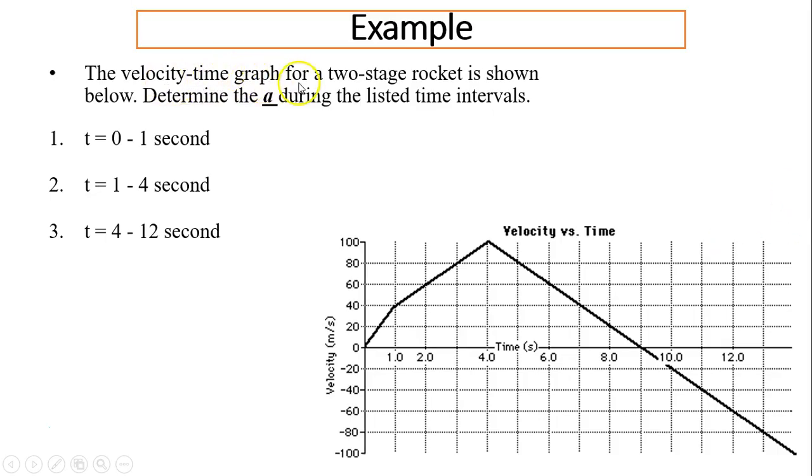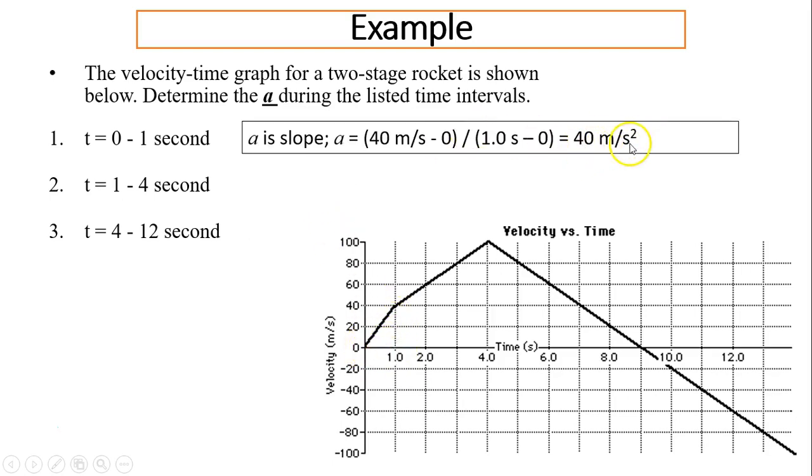Example: the velocity versus time graph for a two-stage rocket is shown below. Determine acceleration during the listed time interval. T equals 0 to 1 second. Acceleration is the slope. So we use change of y, which is 40, divided by change of x, which is 1. You will have 40 meters per second squared.